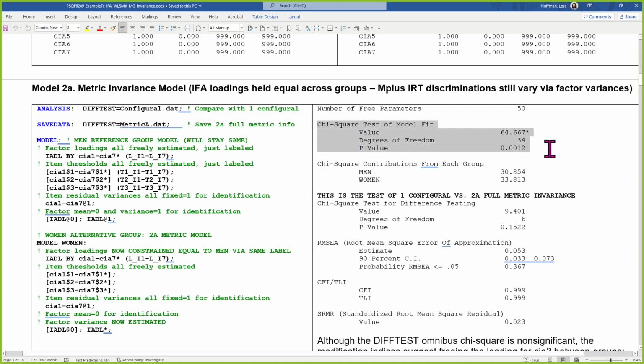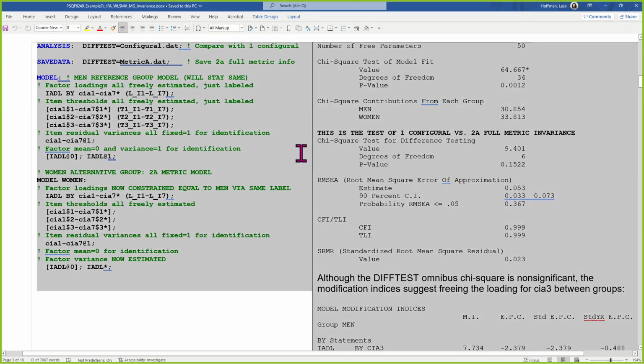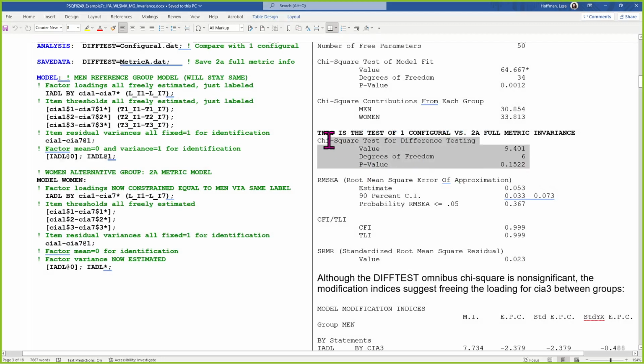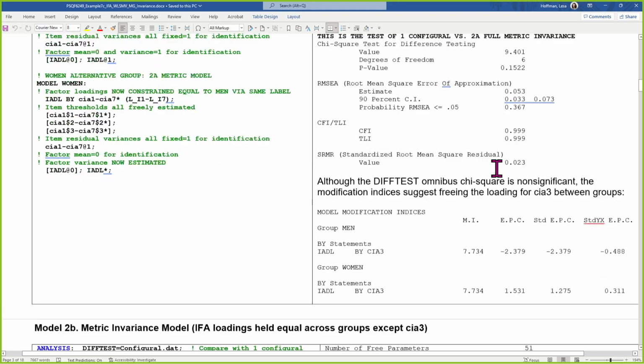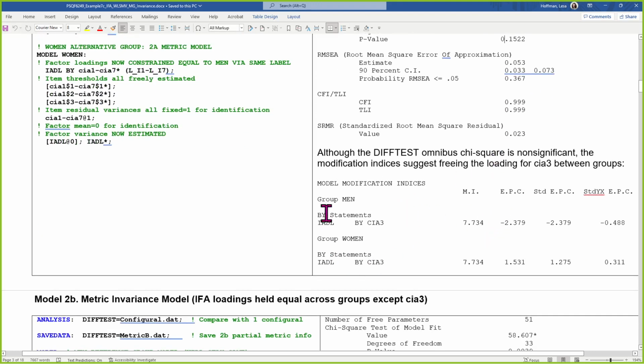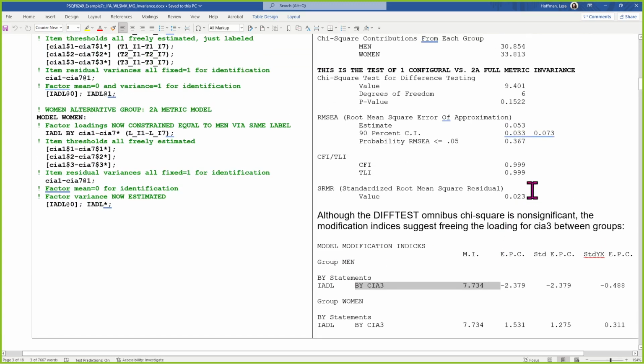So our new model still doesn't fit perfectly. Oh well. Here's my diff test for invariance. The p-value is 0.15. It looks like I can constrain the loadings and have it be reasonably okay. 6 loadings, degrees of freedom 6, because it was 7 loadings minus 1 factor variance. However, if I look at the modification indices, item 3 is responsible for the majority of the chi-square difference.